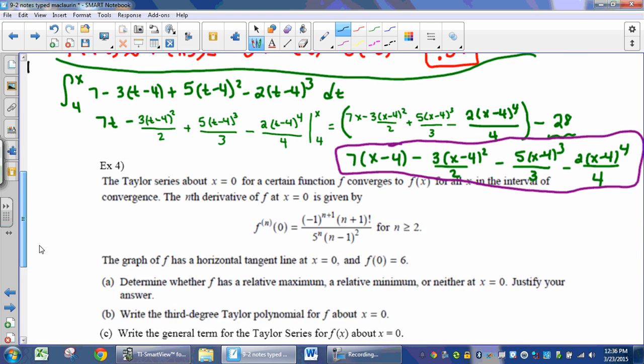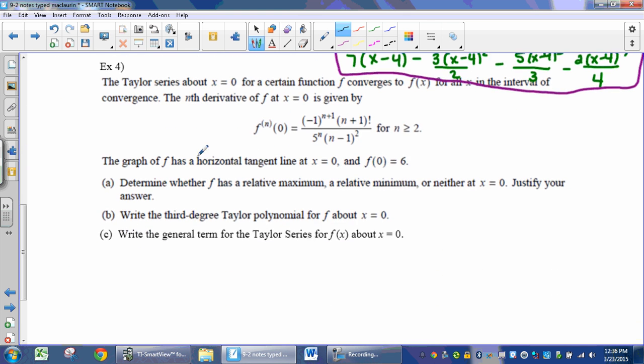Okay, here's what I'd like to try next. I'd like you to try this one on your own. I know it seems crazy, just do what you can. Try this one on your own and then come back and I'll go over it with you.